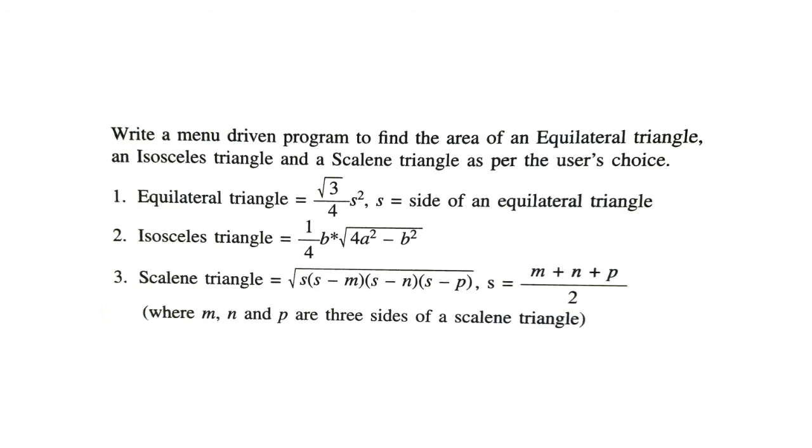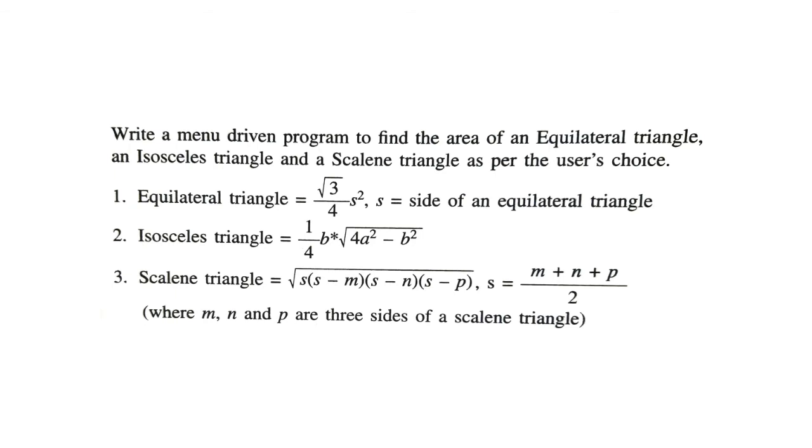Now come to the second program. Write a menu driven program to find the area of an equilateral triangle, an isosceles triangle, and a scalene triangle as per the user's choice. The first one: equilateral triangle = square root of 3 by 4 into s square, where s is the side of an equilateral triangle. And the second one: isosceles triangle = 1 by 4 into b into square root of 4a square minus b square.